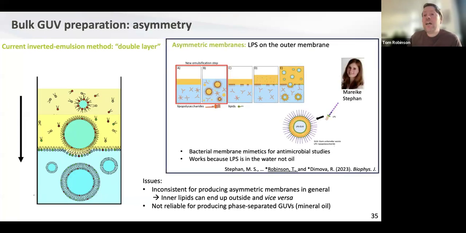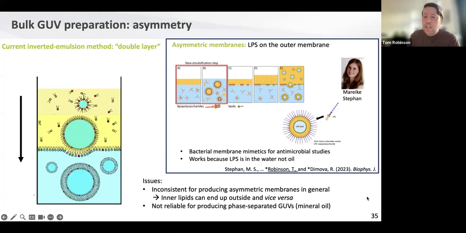Having said that, you can still use it to make asymmetric membranes reliably if you choose the right kind of material. For example, in this project, we wanted to set up a bacterial membrane mimetic for antimicrobial studies. In this case, we wanted to integrate lipopolysaccharides in one of the membranes. Here, the way that it worked quite nicely is that we could add the LPS from the water phase, not from the oil. So depending on the material that you want to integrate, it can still work fairly reliably.